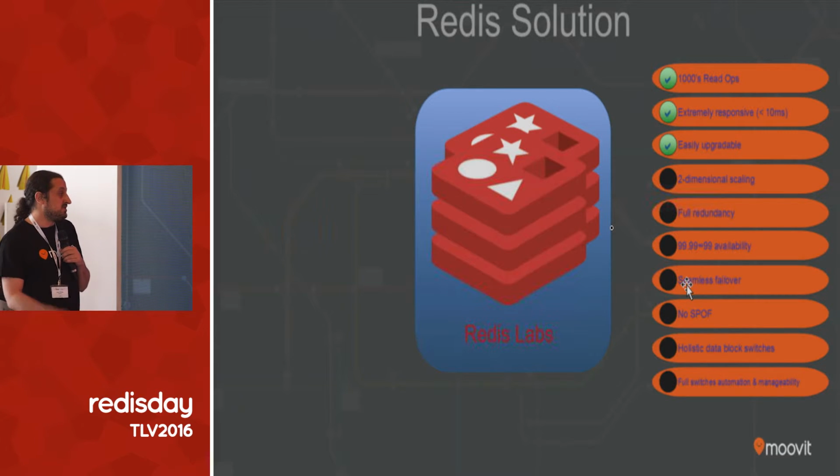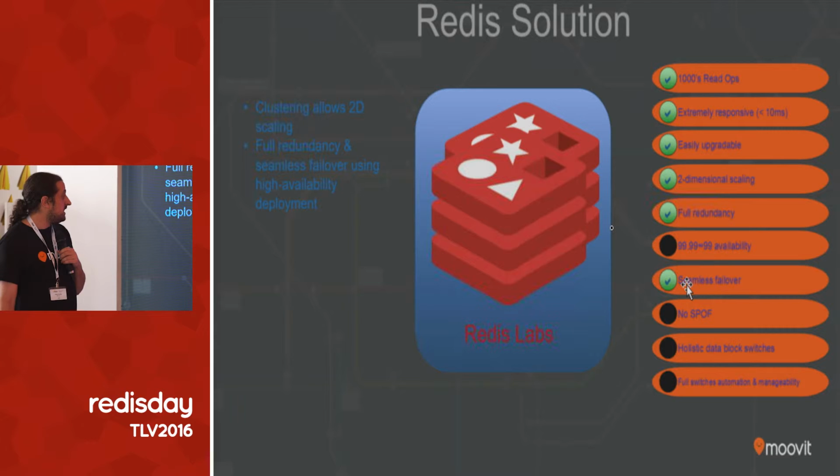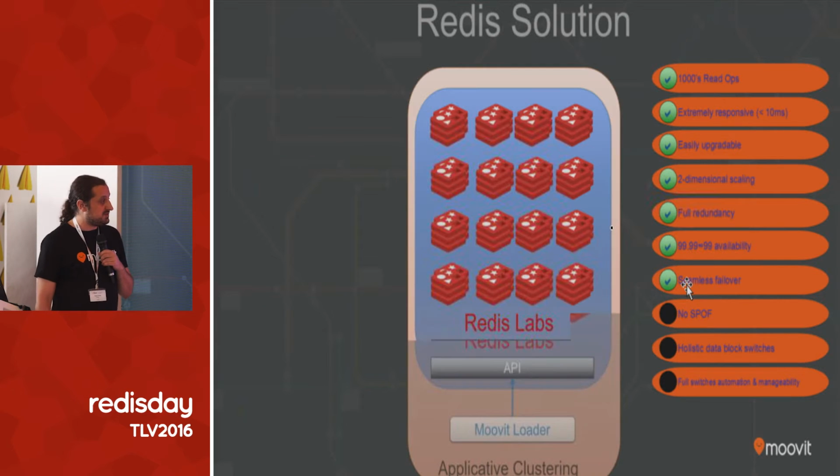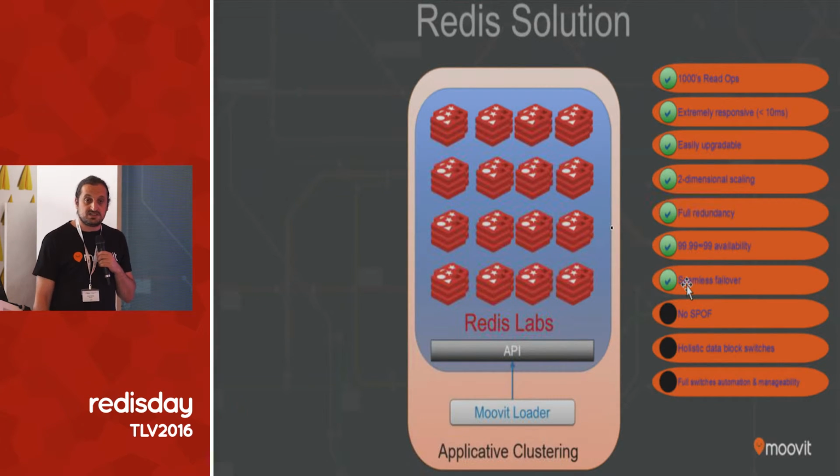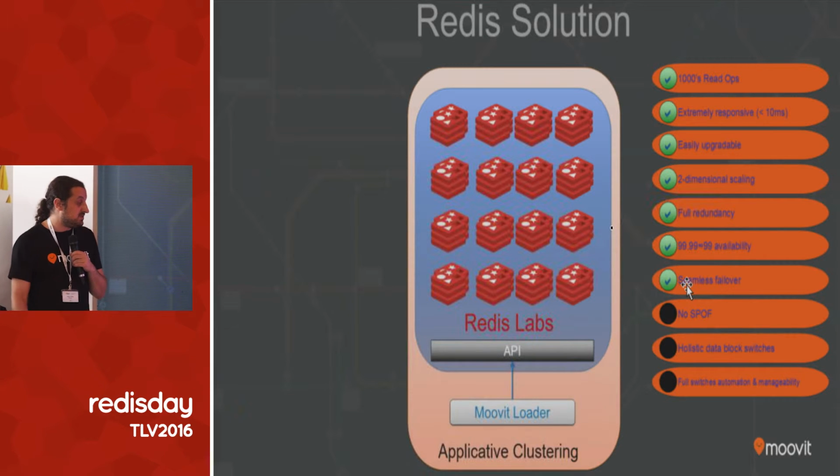Now, with Redis Labs, we wanted to better support stuff like the two-dimensional scaling. So we had the clustering that Redis Labs supported at the time. Currently, Redis also supports it, but back then it didn't yet. Full redundancy with high availability and seamless failover that Redis Labs gives. And in the end, very high availability. But still, this didn't support the holistic changing. I mean, once we had to change the entire data block, an entire metro's data, that was a big pain since we had to write lots of data while users are still querying it.